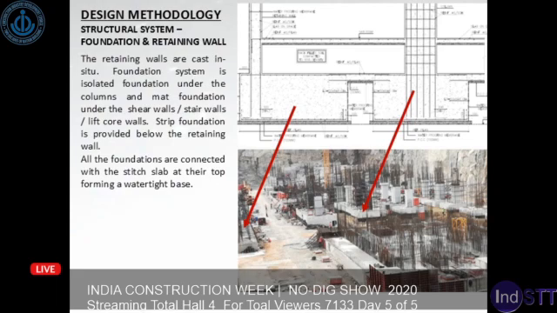This stitch slab is important because it's a basement structure and there is a chance of water seepage happening due to floods or rainwater seepage. And to avoid that penetrating into the basement, another stitch slab at the top is provided with waterproofing.